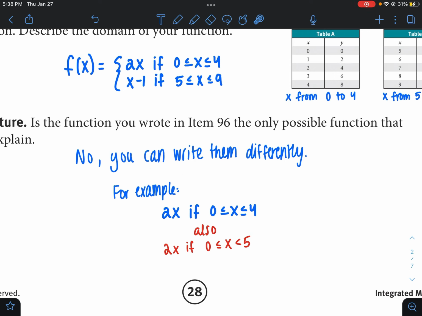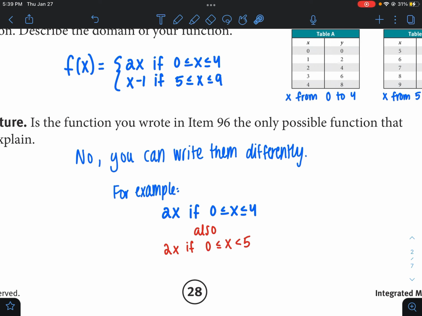This is not the only possible way we could write this function. We learned a bunch of different ways that we could write this, okay? And also, just to give you a really quick example, we could have changed this first one into just up to 5, but not including 5. Because we're not actually told if this function ends at 4. We just know it doesn't start at 5.